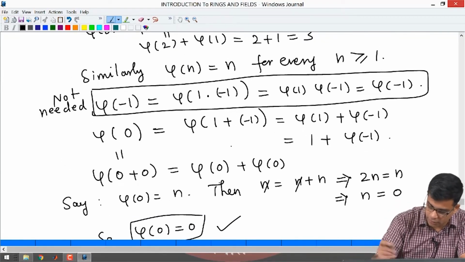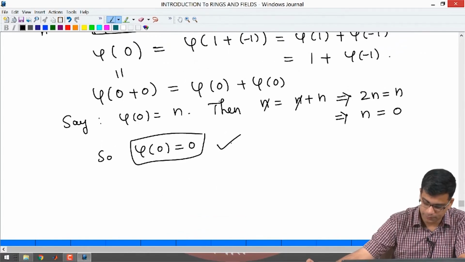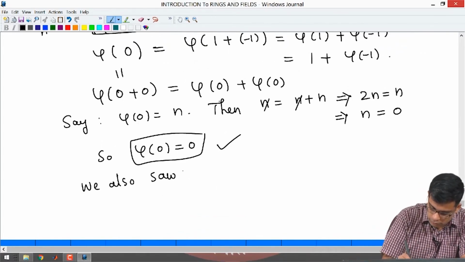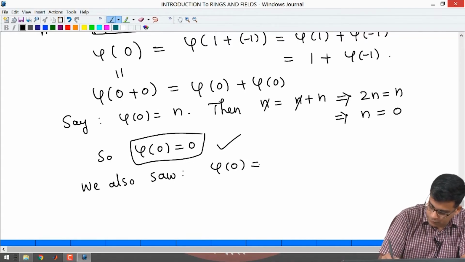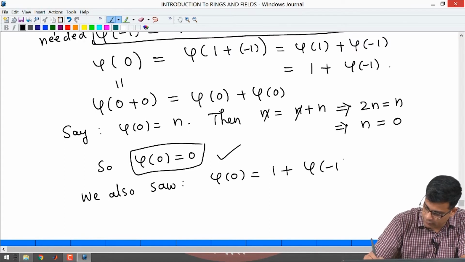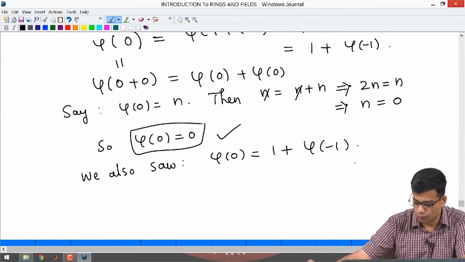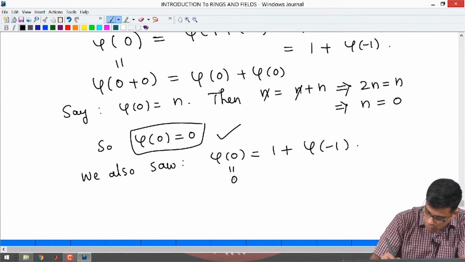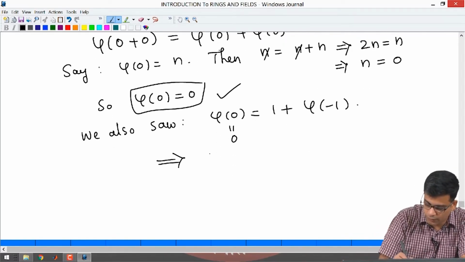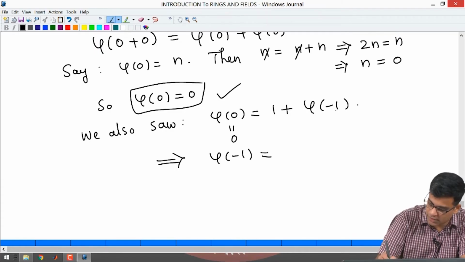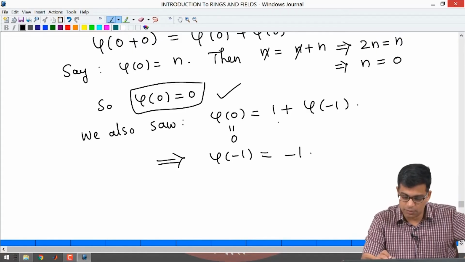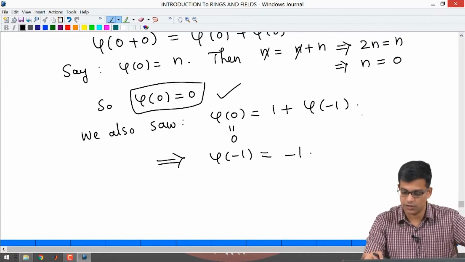Now, let us come back here. We have also noticed that phi of 0 is equal to 1 plus phi of minus 1, right. Now that we know phi of 0 is 0, we can also find out phi of minus 1. So, phi of minus 1 is minus 1, because phi of minus 1 is 0 minus 1.